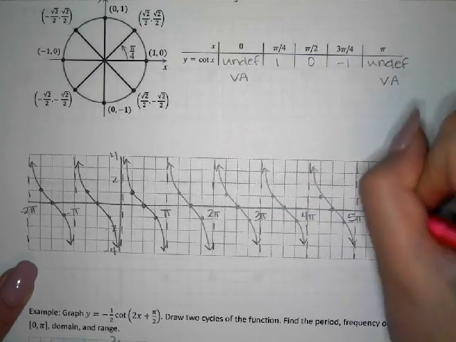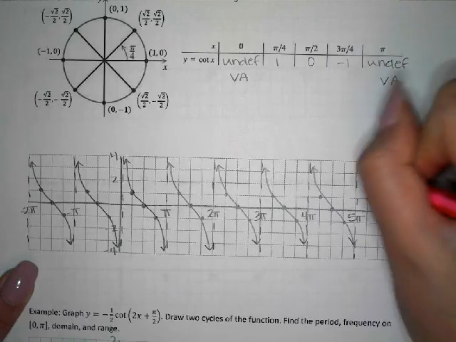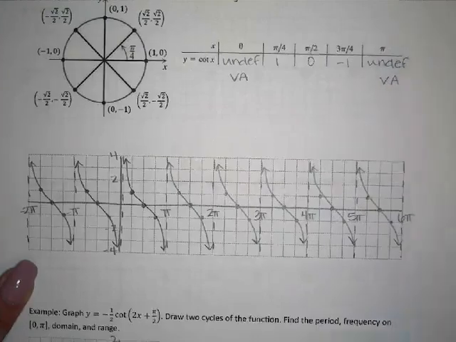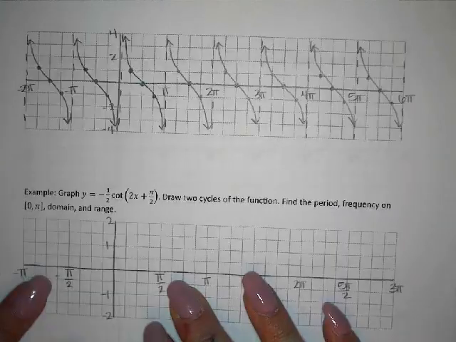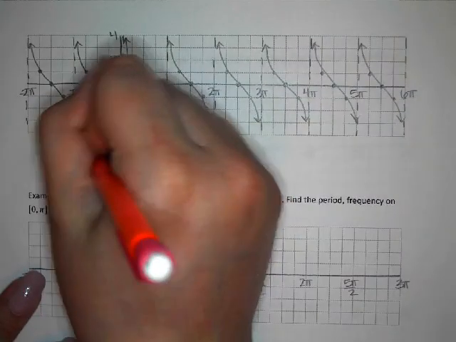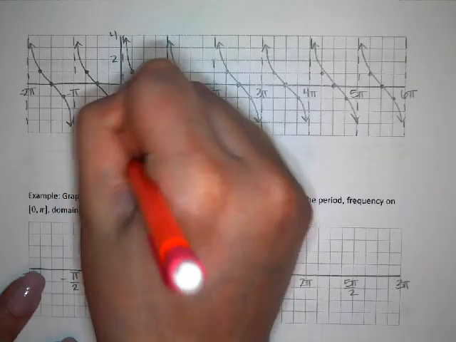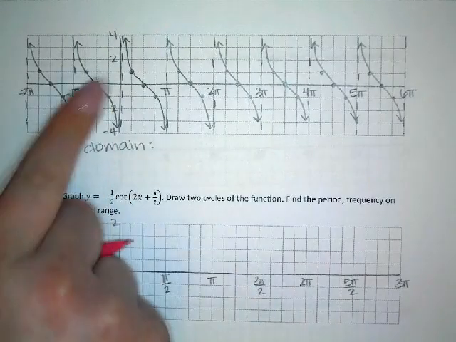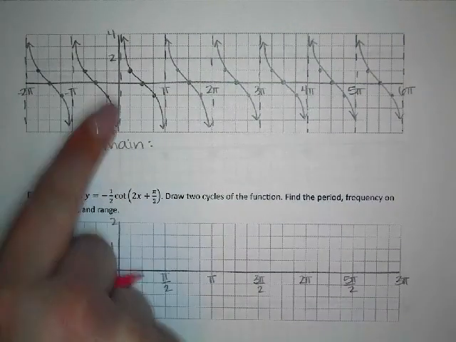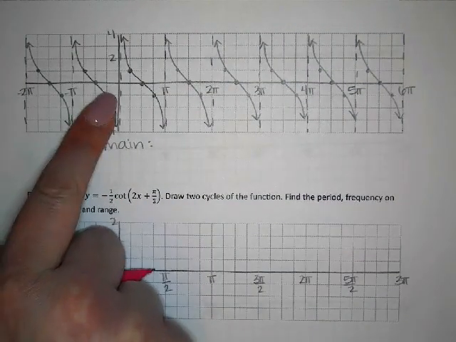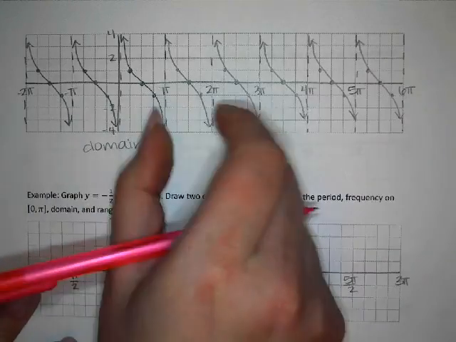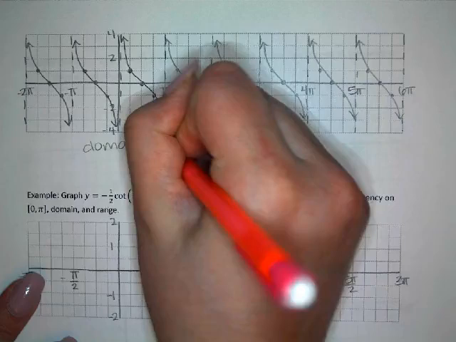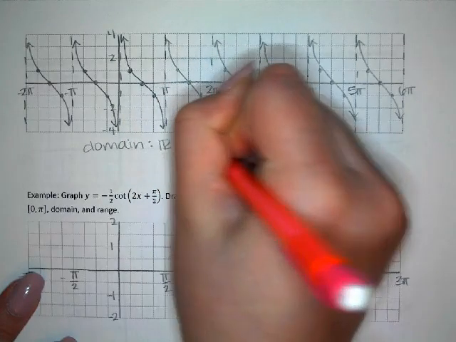All right, so here, if we were to find the domain, we would say, all right, our first vertical asymptote is at 0, and then at widths of pi after that. So I'm going to say the domain is all real numbers, but x cannot equal 0 plus pi k. So start at the first vertical asymptote and then the width of the period.